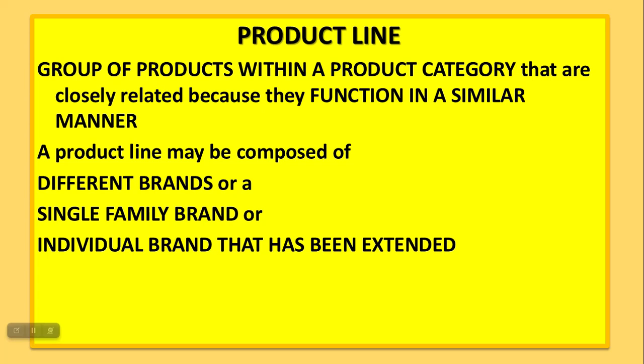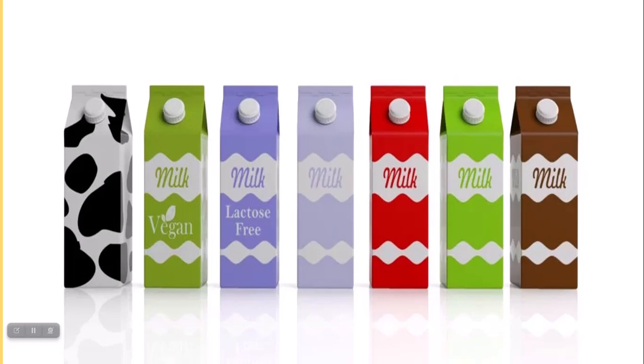And product line may be composed of different brands or a single family brand. You can take the example of Lipton tea, that's a single family brand, Brooke Bond and so on. Individual brand that has been extended, as I said earlier, that brand extension is done in any company. This is an example of milk, vegan, lactose free and so on, different presentation. This is a line extension.